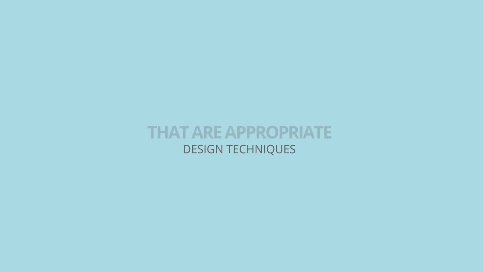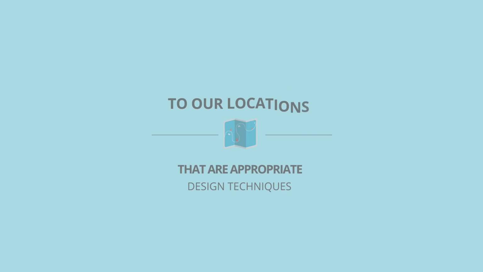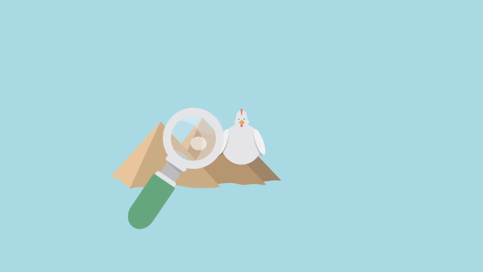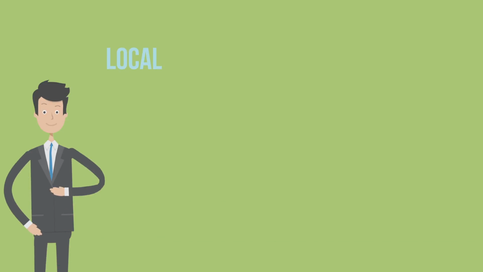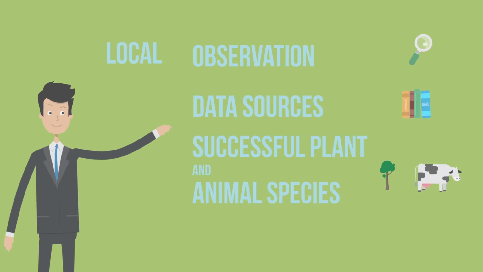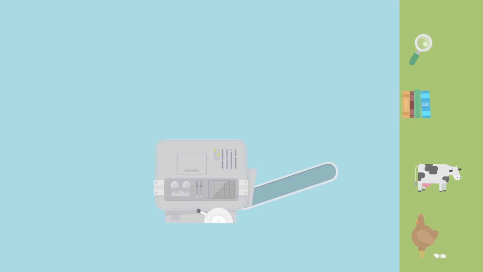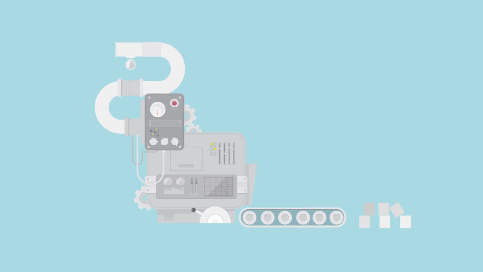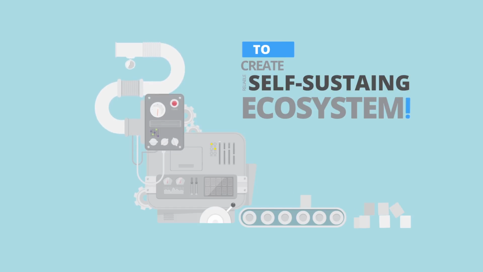We need to use design techniques that are appropriate to our locations, so no forcing temperate species into a design for a tropical site, for example. And research our location before embarking on our permaculture plans. Local observation, local data sources, locally successful plant and animal species, and the experiences of local gardeners and farmers are extremely valuable inputs into your design process. And a good understanding of them will make a great platform from which to create a self-sustaining, reliable ecosystem.